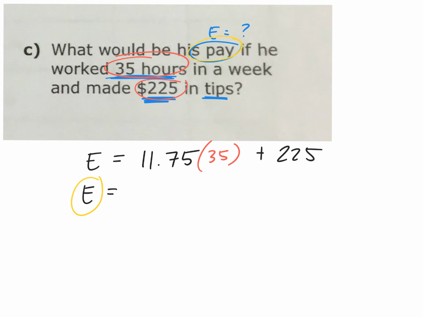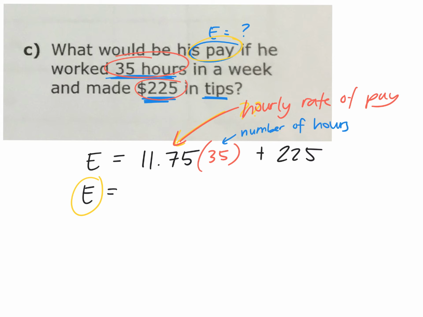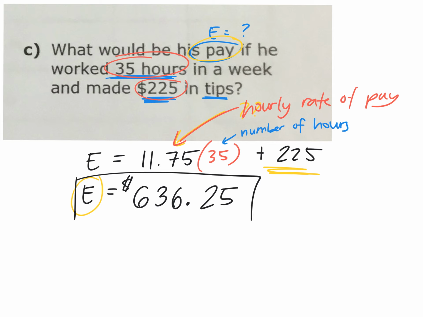What would his pay be? How much would he earn? We just figured this out. You couldn't answer this question if you didn't know this, right? We just figured out his hourly rate of pay. And now this time they told us how many hours he works. This is the number of hours. Okay, so if he's getting $11.75 per hour, multiply that by 35. That's how much he gets just for working 35 hours, plus he got $225 in tips. So what did he make all together? $636.25. I want you to actually calculate it step by step. Do this first, and then add the $225.